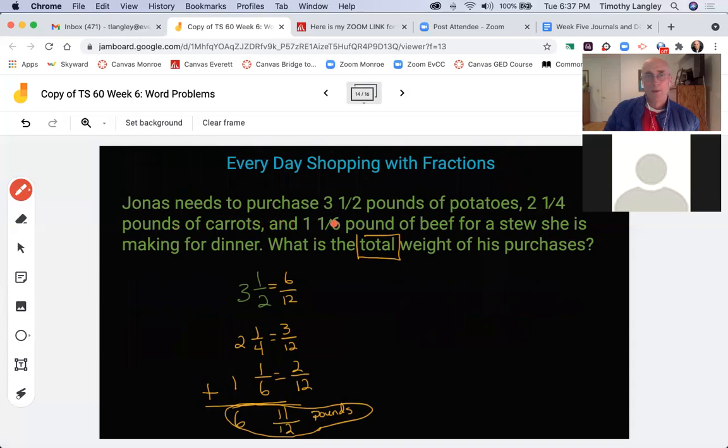Jonas needs to purchase 3 1/2 pounds of potatoes, 2 1/2 pounds of carrots, and 1 1/6 pounds of beef for a stew she is making for dinner. What is the total weight of this purchase? Here's my question mark. Here's my keyword. Total is an addition thing. So I'm just going to take my 3 fractions that they gave me of the potatoes, carrots, and beef. I just want to know the total weight. So I'm just going to add them all up, and that will give me my answer.